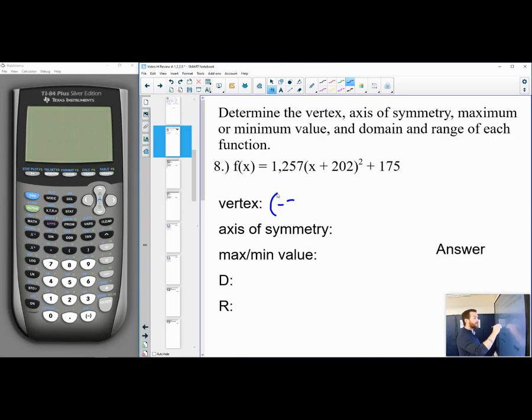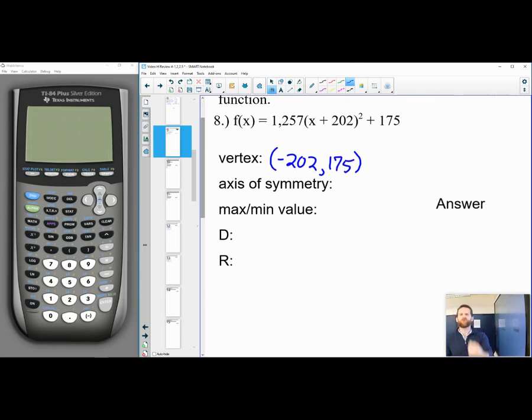So the vertex is going to be negative 202 and 175. Remember, change the value of the h, or excuse me, change the value of what it looks like h is.